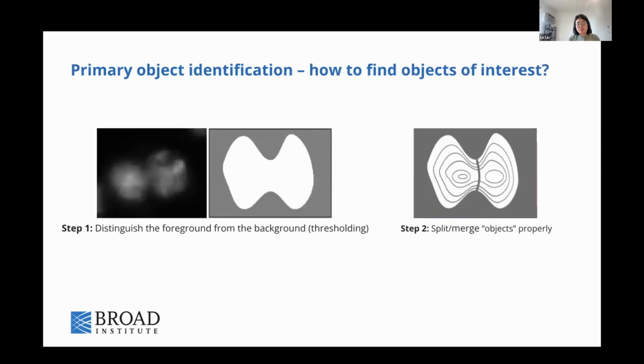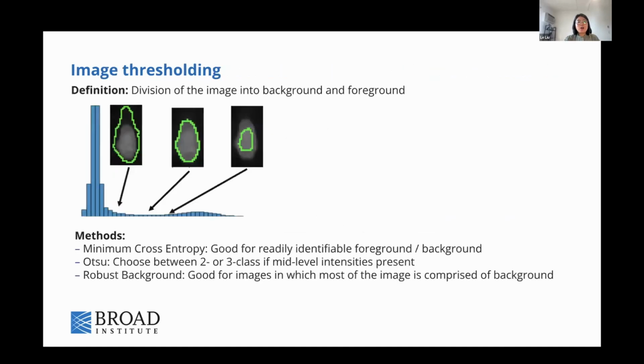And when we design the CellProfiler pipeline, we usually follow two steps. First, we distinguish the foreground from the background, and then we decide how to split or merge objects that are touching together, deciding whether they are one object or separating them into two. To separate the foreground and background, we usually use the image thresholding method.